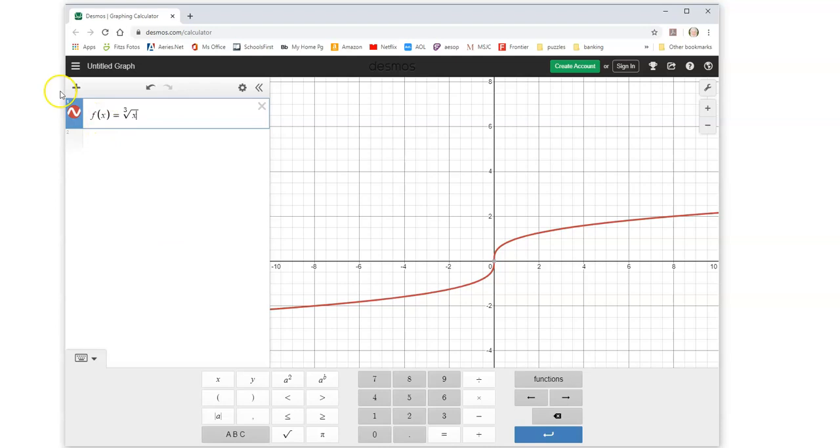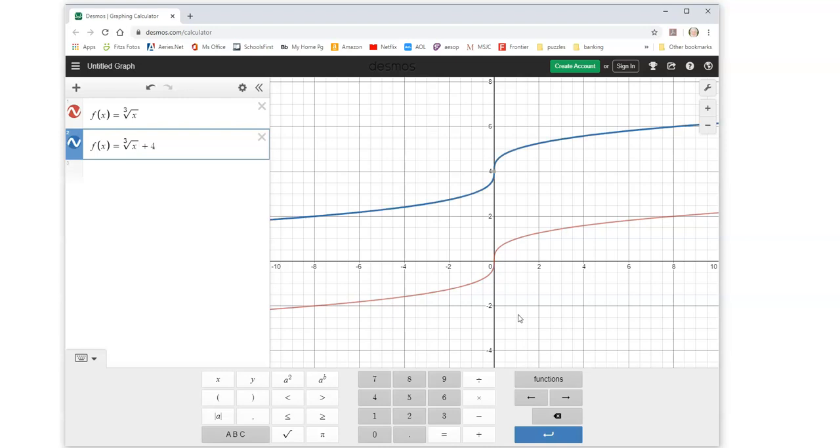So there's the cube root of x. And then we'll add the function f of x equals, and then again we want cube root. So we're going to grab the nth root and put the cube root of x. And then we add plus 4 at the end. So now by adding plus 4, this graph moved up 4 units. Here it went from 0 to 4. Here it goes from 2 to 6. So that graph moved up 4 units.